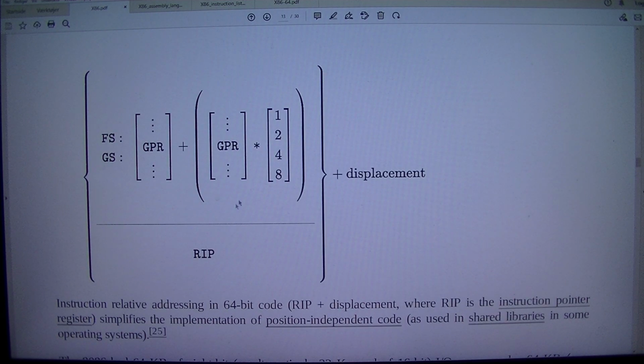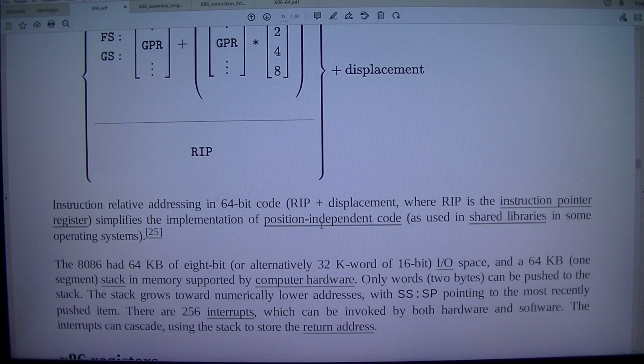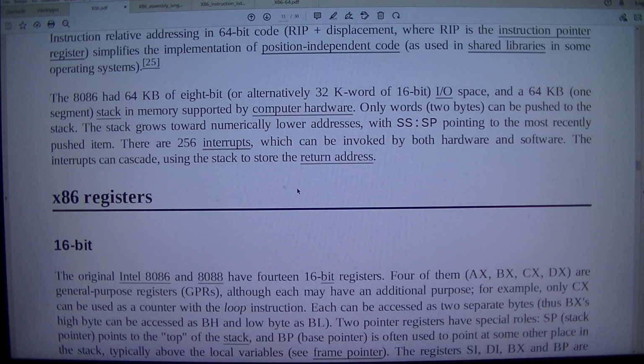Instruction relative addressing in 64-bit code, RIP plus displacement, where RIP is the instruction pointer register, simplifies the implementation of position-independent code, as used in shared libraries in some operating systems. The 8086 had 64 kilobytes of 8-bit, or alternatively 32K words of 16-bit, I/O space, and a 64 kilobyte, one segment, stack in memory supported by computer hardware.